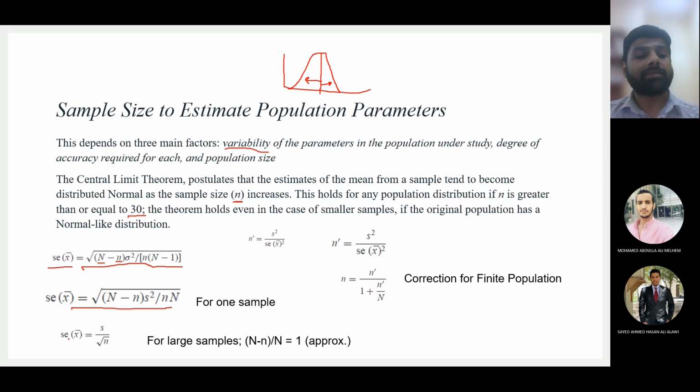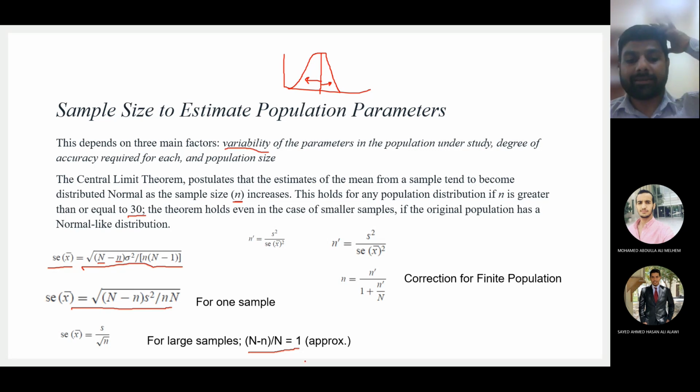Another equation to calculate the standard error of the mean is s upon root of n. How did we make the equation into this one? Because this ratio, N minus n upon N, tends to be 1 normally, or close to 1. For most cases, N minus n upon N is very close to 1. So you take N minus n upon N from here and you put it equal to 1.